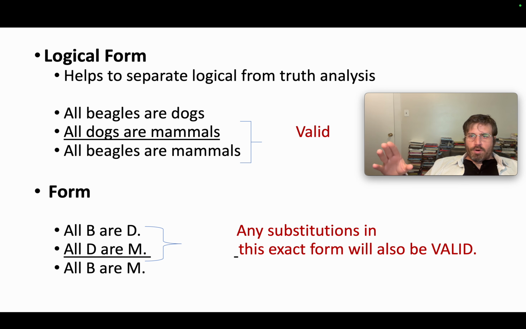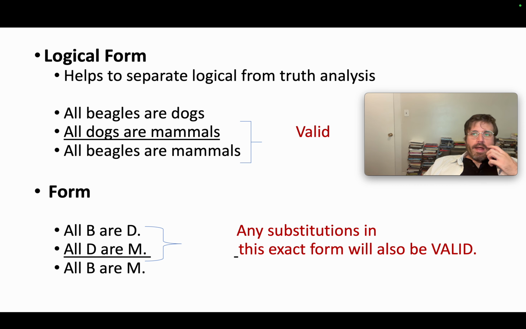And that underlying form is this: all B are D for premise 1, all D are M for premise 2, therefore all B are M. So any substitutions in this exact form will also be valid. In other words, by substitution I mean we can swap out any content in the world for B, D, and M. And the arrangement of these terms will still generate a valid deductive argument.